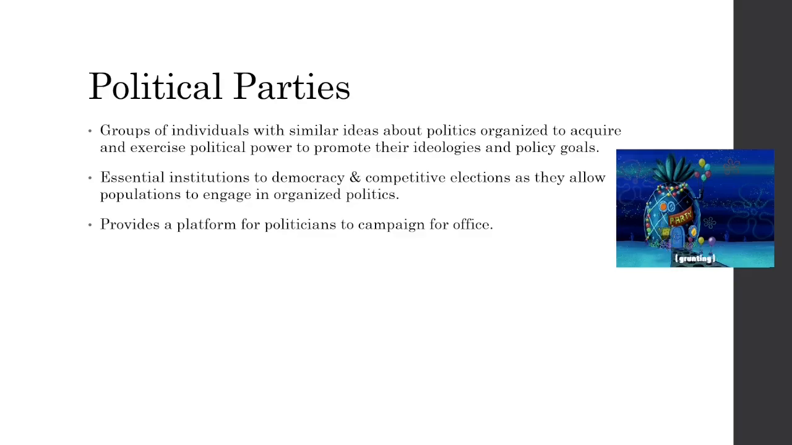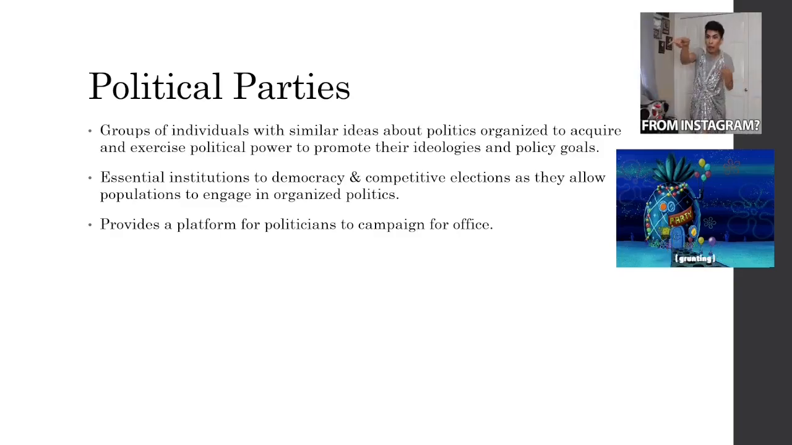They provide a platform for politicians to campaign for office. They lead to competitive elections, and they allow populations to engage in organized politics because individuals can become a part of and support these political parties and be engaged. Civic participation is pretty important. You should have strong civic participation. You taking this course, though, is a big step.